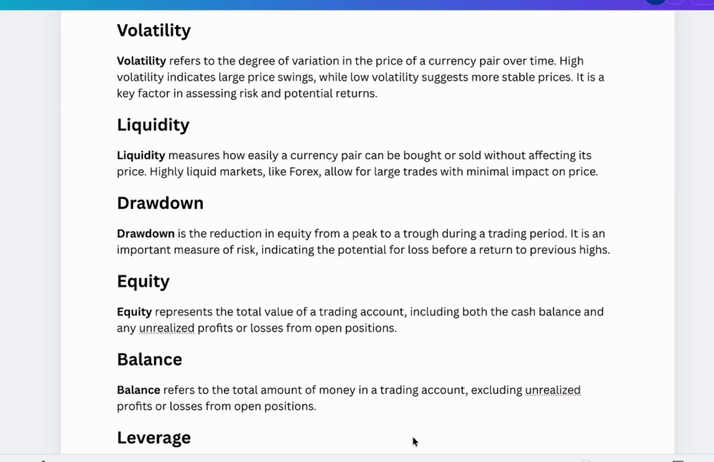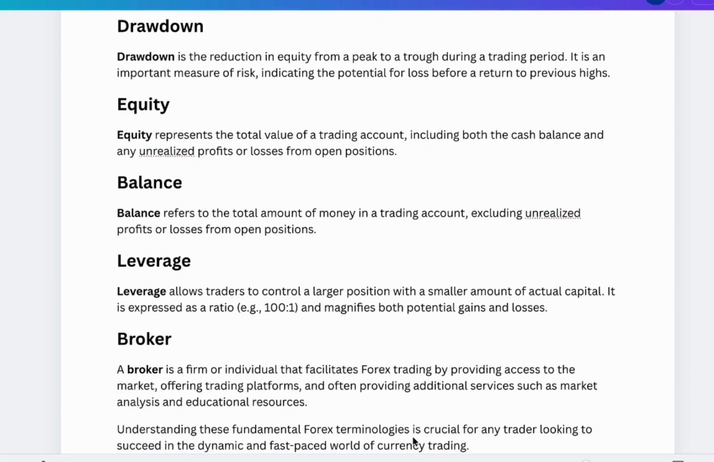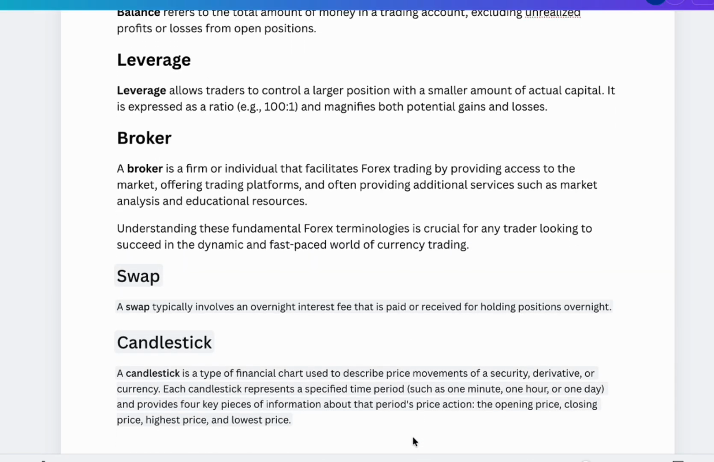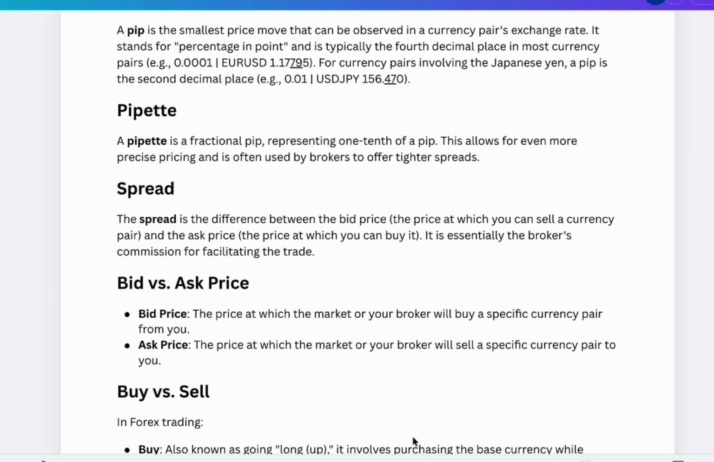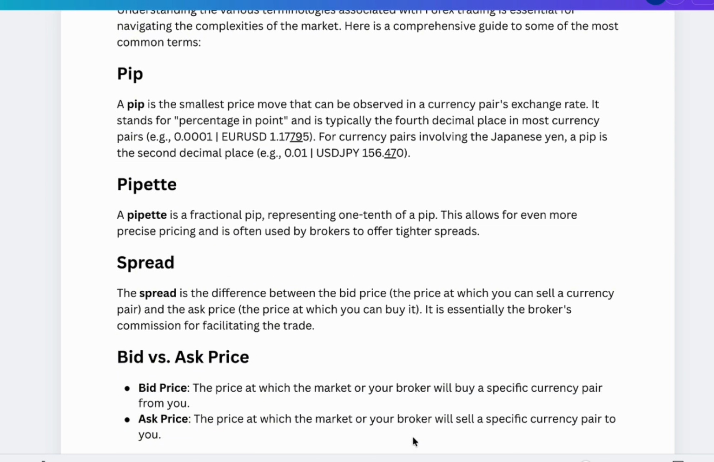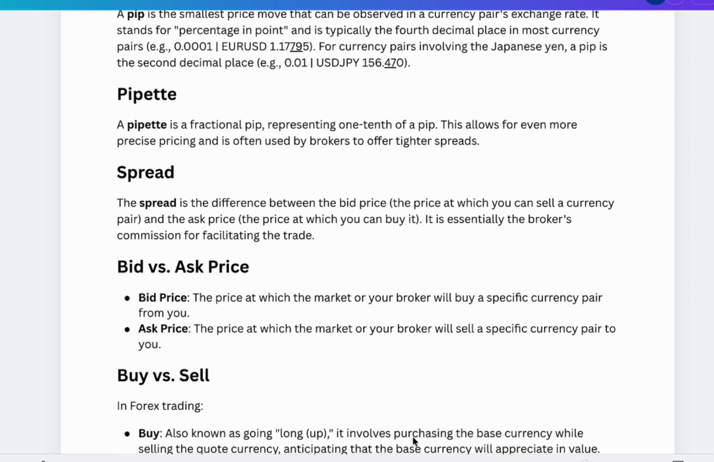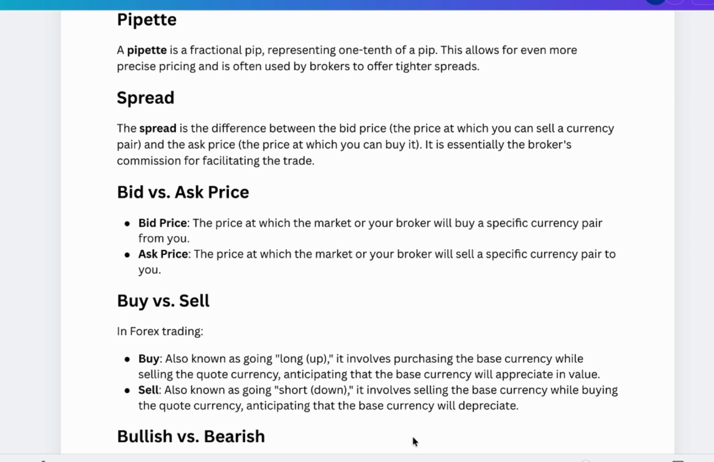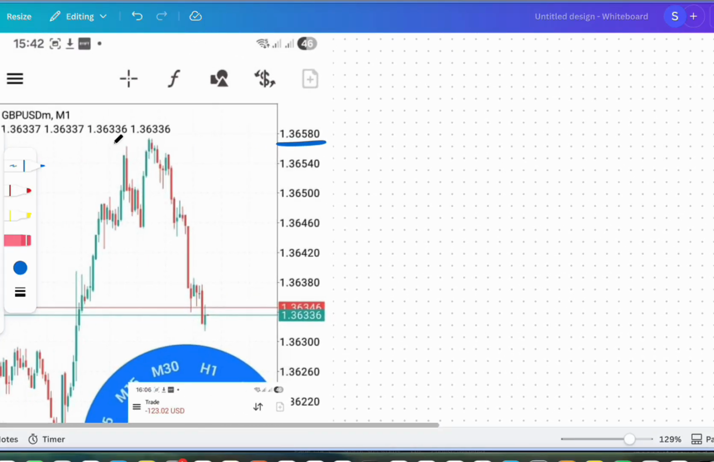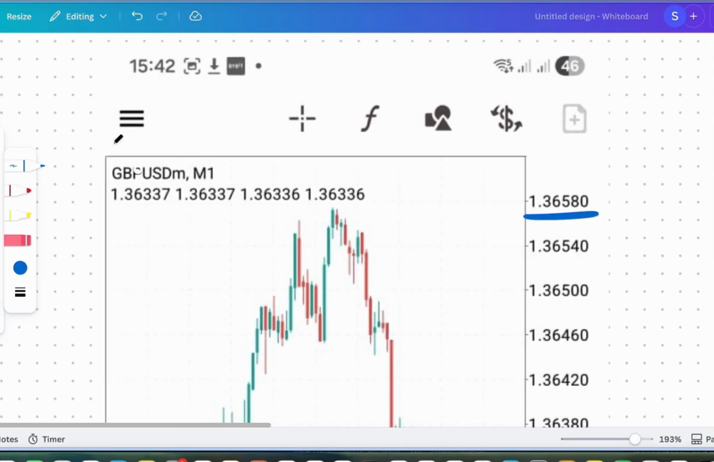So on the explanation through the video you'll be watching, we explained the PIP, pipette, spread, bid, ask. We've not touched the buy and the sell. Okay. Cool. So this is what you saw on your MetaTrader.